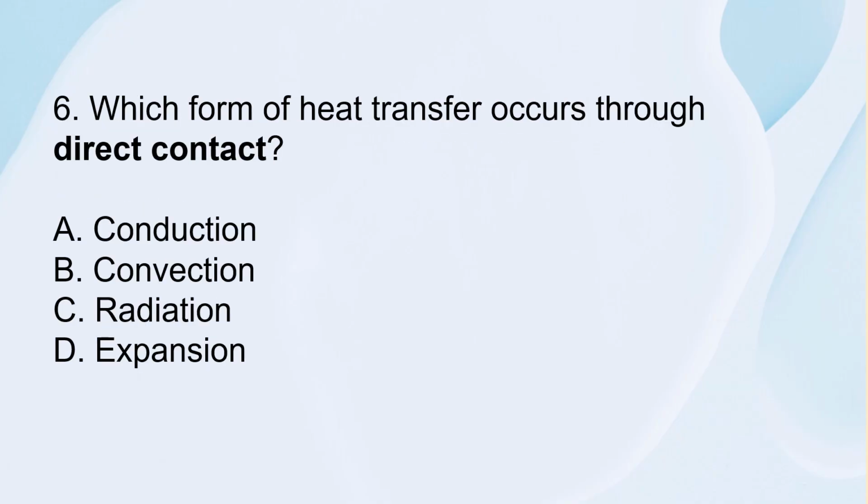Number six, which form of heat transfer occurs through direct contact? Letter A, conduction, letter B, convection, letter C, radiation, or letter D, expansion. Alright, the correct answer is letter A, conduction.